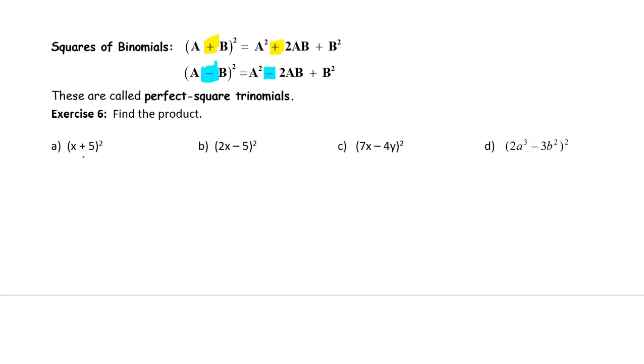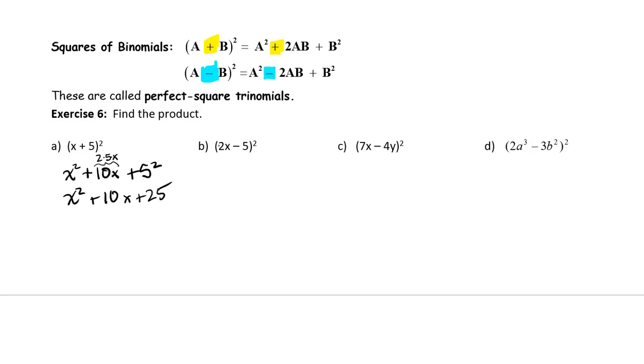If we follow the pattern, x plus 5 squared means that we'll take the first term and square it, so that will give me an x squared. We'll double the two terms, and since it's positive, we know it's going to be a plus 2 times 5x, so that will be 10x. That's what I did. 2 times 5 times x. And then lastly, I know that my last term will be 5 squared. So I could rewrite this as x squared plus 10x plus 25.